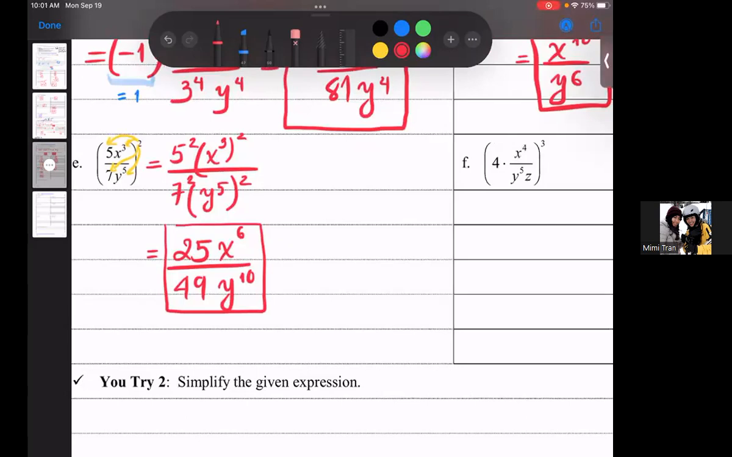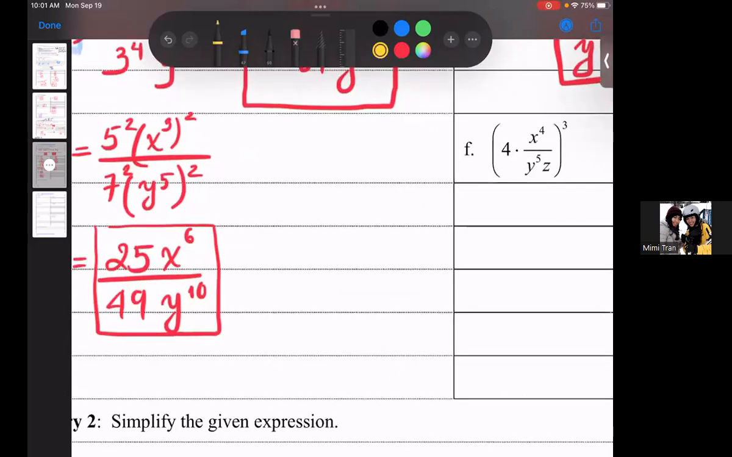For F, if I was you, or maybe it's fine. Usually my habit is I put it over 1. You don't have to, it's fine. Go ahead and do F, and tell me what you got.